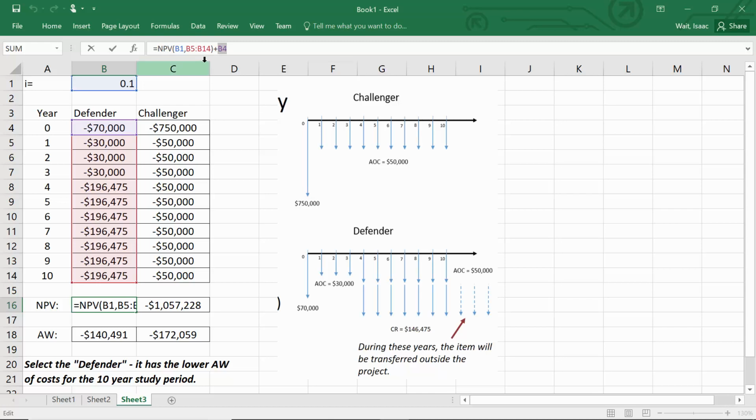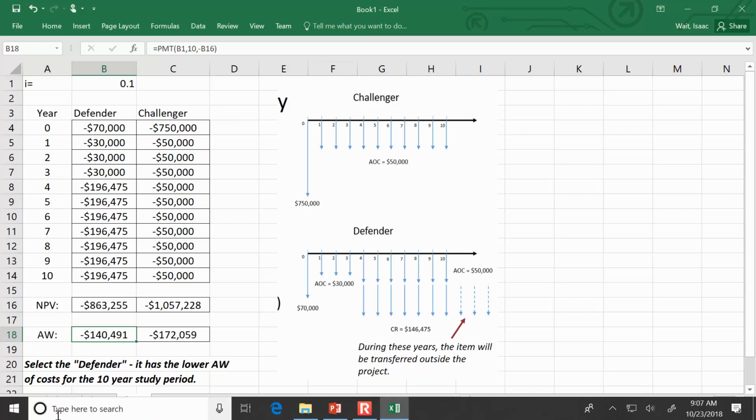And then when we annualize this present value, we're using the payment function, and I threw in that minus sign just so that we would keep the negative sign that we had in the present values along with the annual amounts. And so in this case, the defender is the better alternative because it has the lower annual worth over the 10-year study period. Any questions about this comparison? If not, we're going to finish for now.